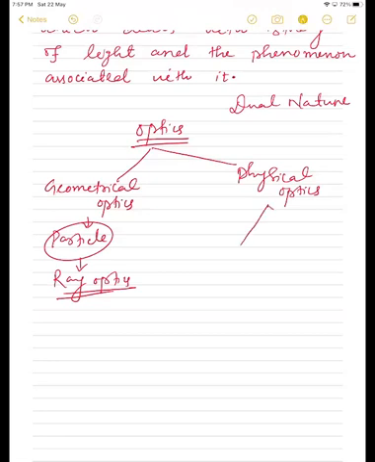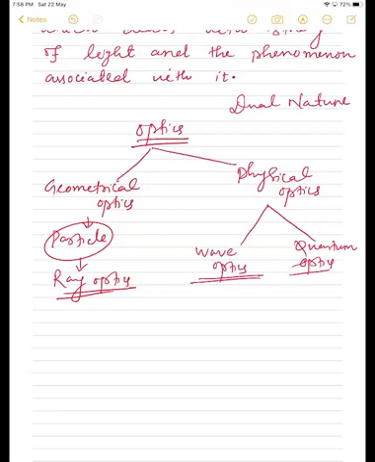Physical optics is broadly again classified into wave optics, correct, and quantum optics. Wave optics and quantum optics, correct. Student, wave optics means what? Light is treated as having wave nature. You know, sound is a wave, correct, and the light energy is propagated as a wave motion.